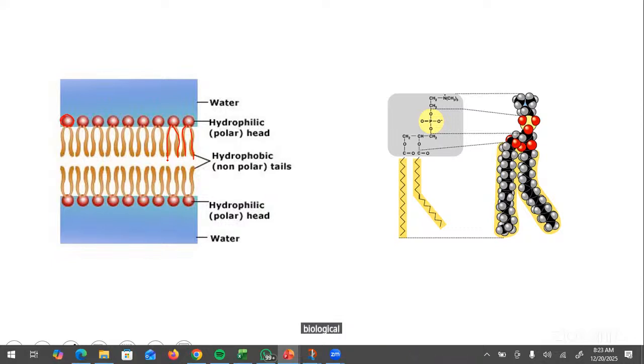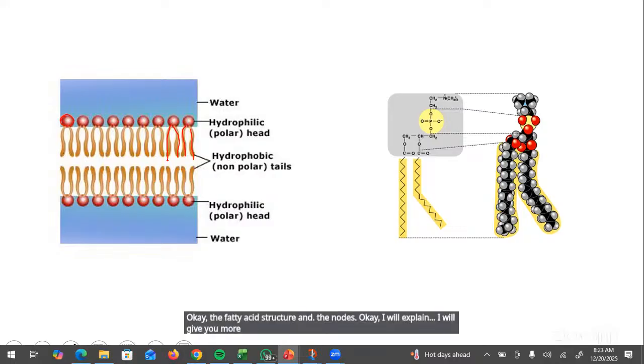And there are studies that have shown the fatty acid structure. Okay, I will give you more on the fatty acid structure.